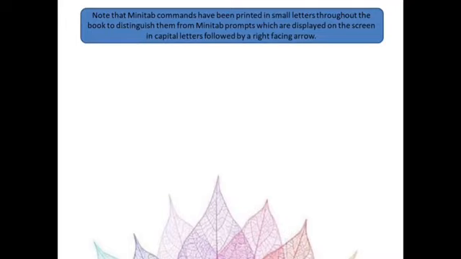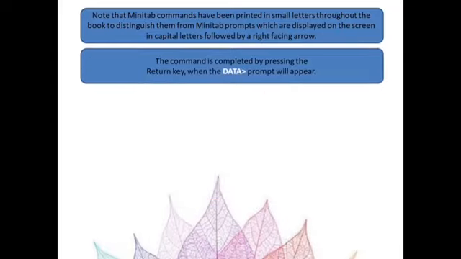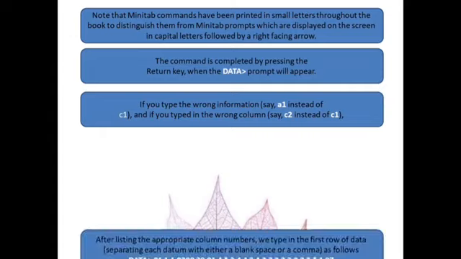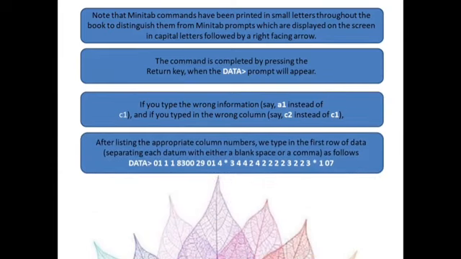Note the Minitab commands have been printed in small letters throughout the book to distinguish them from Minitab prompts, which are displayed on the screen in capital letters followed by a right-facing arrow. The command is completed by pressing the return key, when the data prompt will appear. If you type the wrong information, say A1 instead of C1, or if you type in the wrong column, say C2 instead of C1. After listing the appropriate column number, we type in the first row of data.